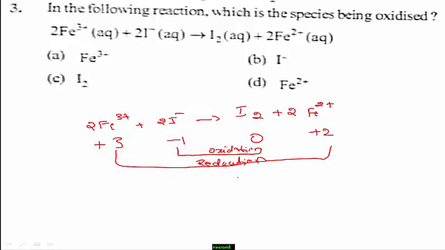Students, here I- is the reducing agent because it reduces Fe3+ to Fe2+. Remember, I- is the reducing agent. Therefore, the right answer is option B.